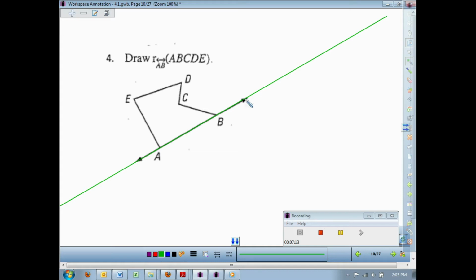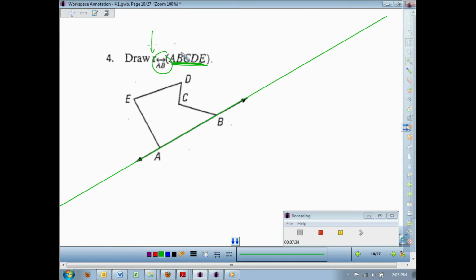Number 4, they want me to draw this. The question I have for you is, can you say this out loud? The little r stands for reflection. So they're asking you to draw the reflection of, and then you say the name of this dude, like it's just called ABCDE. Draw the reflection of ABCDE over this line's name, line AB. Draw the reflection of ABCDE over line AB.